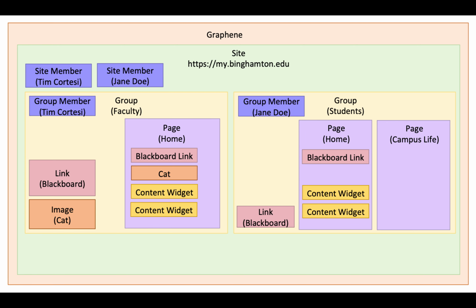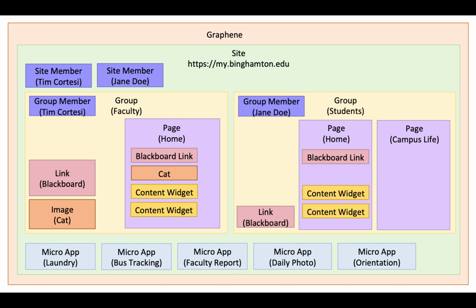In the previous video, we talked about Graphene, sites, groups, pages, and all the different ways that we can define statically defined content within that hierarchy. But in this video, we're going to talk about microapplications and microapplication instantiations as they're defined within a group.